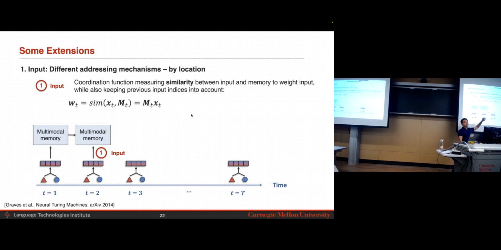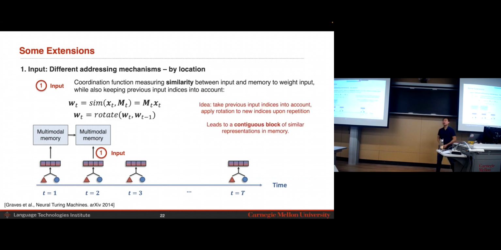So that's your wt matrices from previous time steps. And when you get a new wt at a new time step, I'm going to apply a function that takes into account all the weights that I've used either at a previous time step or more into the past. And usually people apply a rotation function. If I have seen slots 1, 2, 3 in the past, and I get something similar that may overlap with slots 1, 2, and 3 in memory, I'm going to put it at location 4. So this ideally will lead to a contiguous block of similar representations in memory that you can then extract, so that you don't overwrite your memory in previous locations.